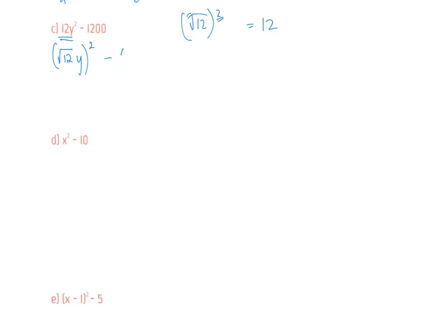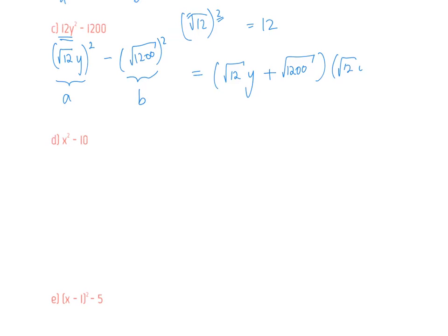And I'm going to square root 1,200. Now, this section over here is my a, and this section over here is my b. I can now rewrite that as root 12y plus root 1,200, and then root 12y minus root 1,200. So remember, it's a plus b times a minus b.